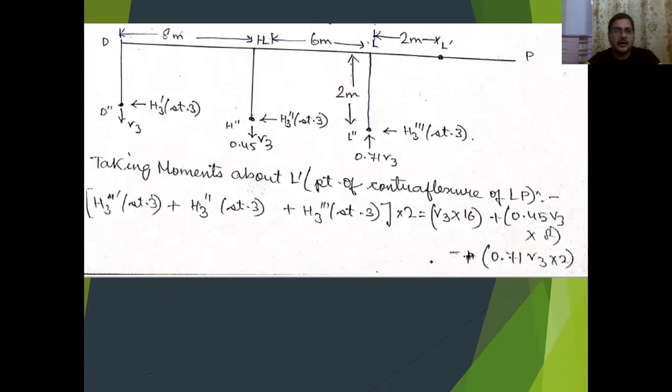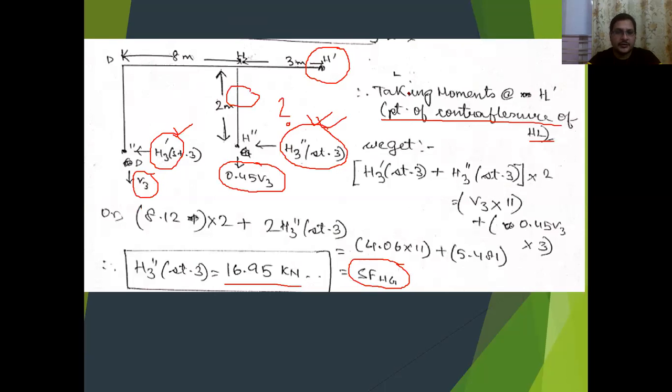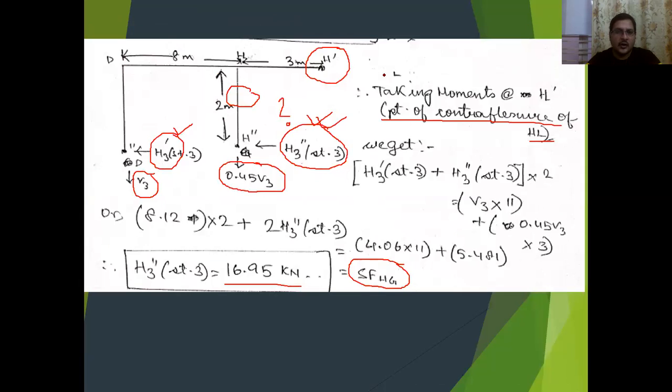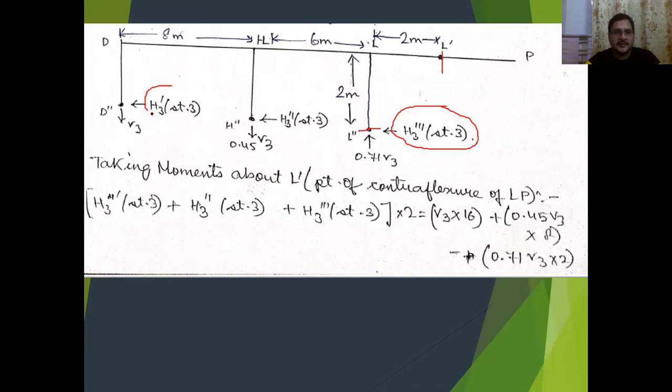Okay. Now coming to the third one, that is H3 triple dash. To calculate the third shear force, again we will just extend this portion. We are cutting this part and this part. Okay. So if you come to this picture, now we are cutting the point of contact flexure, the midpoint of LK and midpoint of LP. Okay. Now taking all these into consideration, we will consider H3 dash, which is known, H3 double dash, which we have just calculated, and H3 triple dash, which is a big question mark, which we will find out.